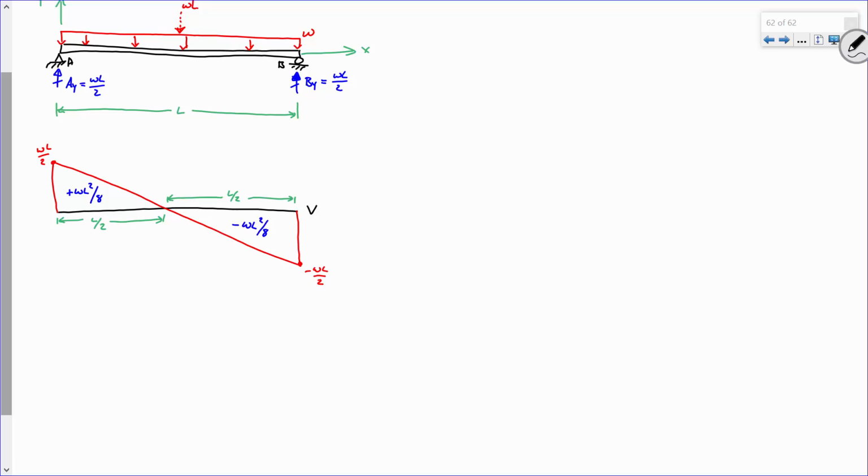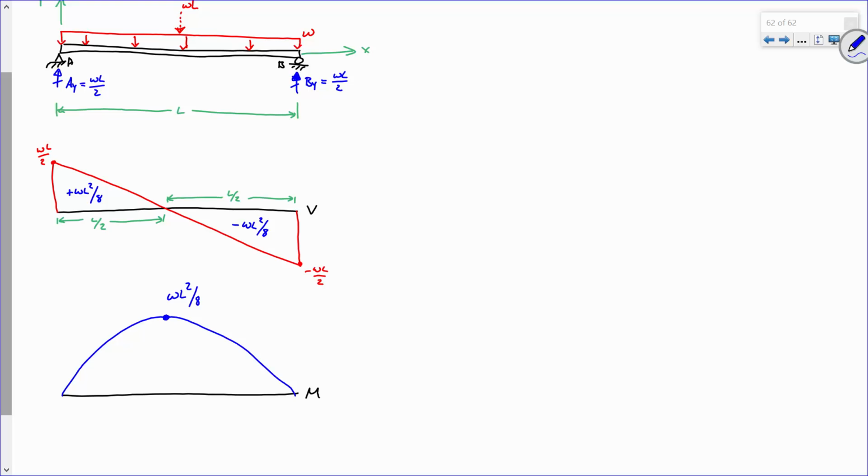So, if I draw the moment function, let's be clear. Lot to a little, little to a lot. I propose that your moment diagram looks something about like this. Everybody okay with that? It's not very complicated, is it?